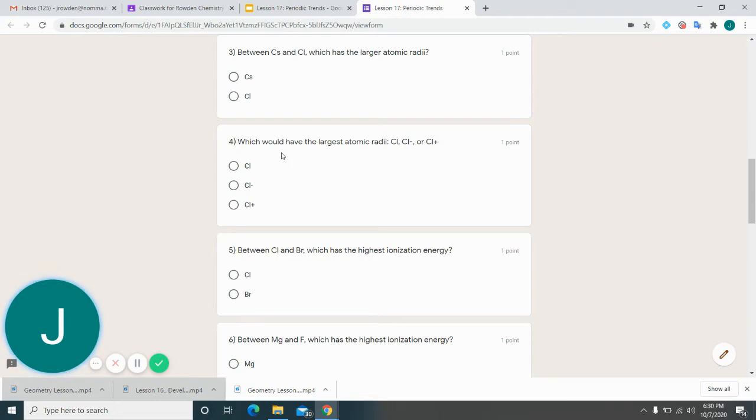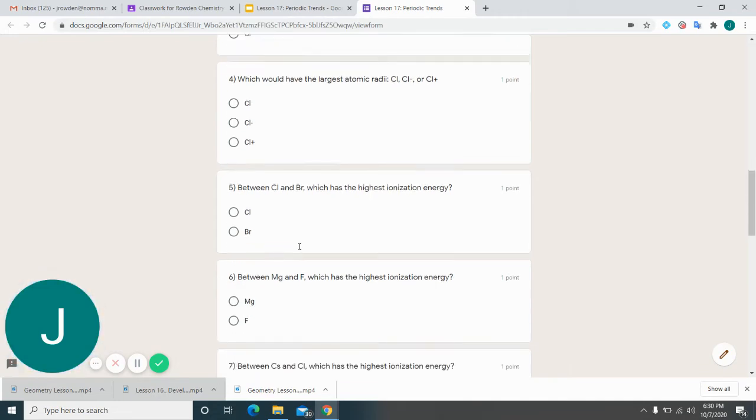So go ahead and answer number 4. Which of these is going to be the largest? A normal chlorine, Cl with a negative charge, Cl with a positive charge. I hope your answer would be that chlorine with the negative charge is larger because it's gained an electron.